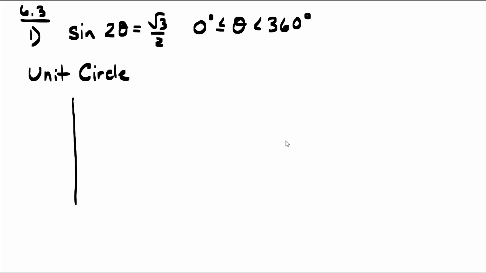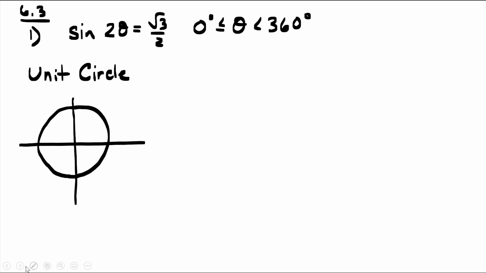Notice that the trig function is already solved for. That's what we need: the trig function solved for. We're good. Now we have to figure out where sine is square root of 3 over 2 along the unit circle itself. I think quadrant 1 and also quadrant 2, because it's positive.